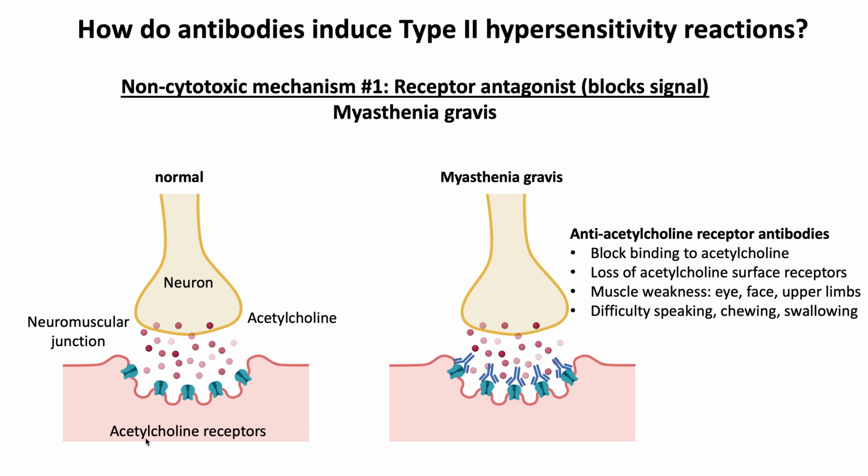Now, under normal circumstances at the neuromuscular junction, the neurons release acetylcholine. This binds to acetylcholine receptors, leading to a biological effect. In the case of myasthenia gravis, autoantibodies to the acetylcholine receptor block the ability of acetylcholine to bind and mediate this effect, and further induce the down-regulation of these acetylcholine receptors from the surface. And this leads to a variety of symptoms, including muscle weakness in the eyes and face and upper limbs, and it can lead to difficulty speaking, chewing, and swallowing, and in very severe cases, difficulty breathing.